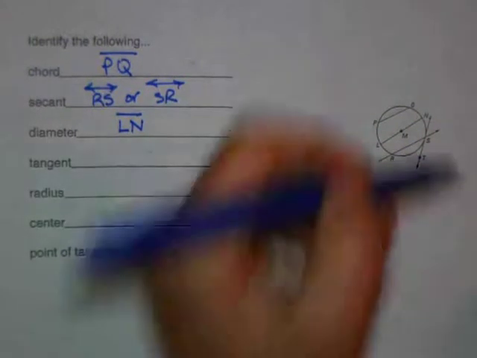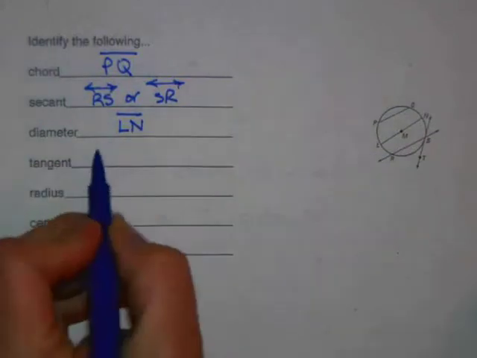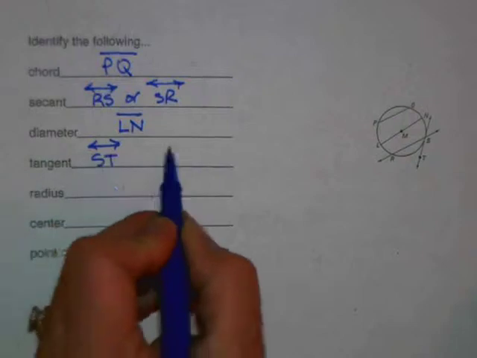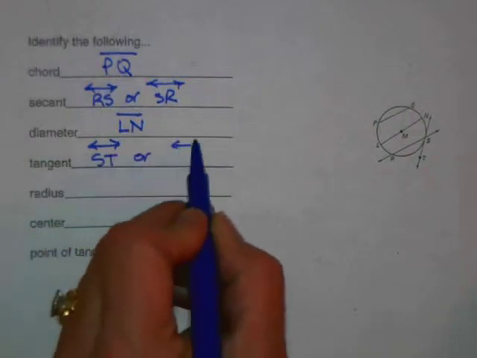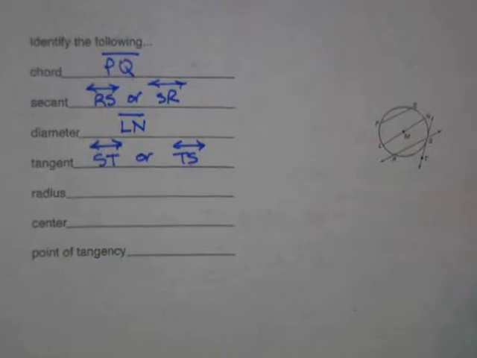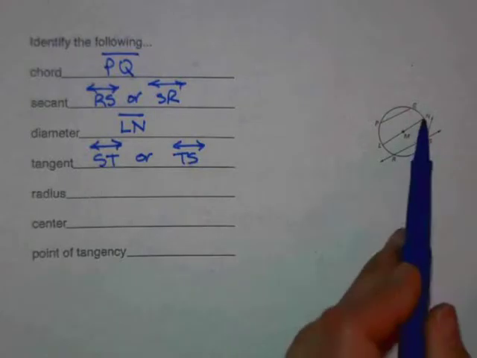Tangent, if you remember, is a line that hits a circle only once, so it's this one out here. So you're going to use the line symbol on top, ST, or you could say TS, it doesn't matter. They can all be flipped back or forth, except for N, because N is not on that tangent line.